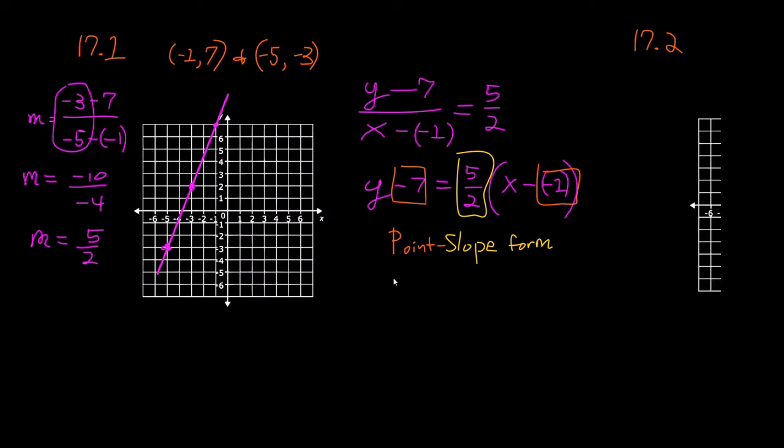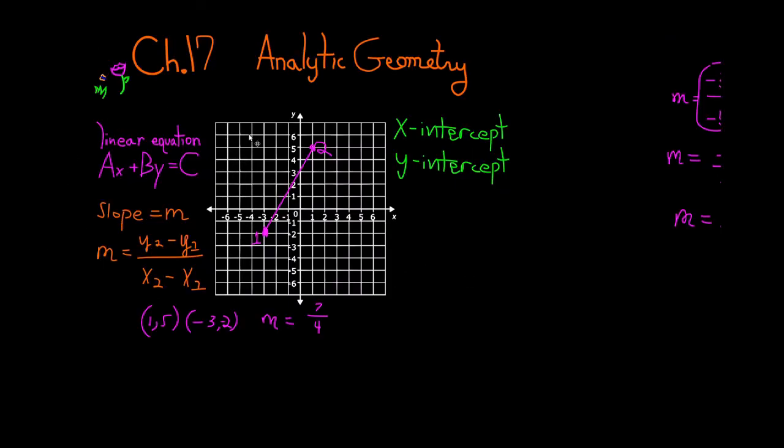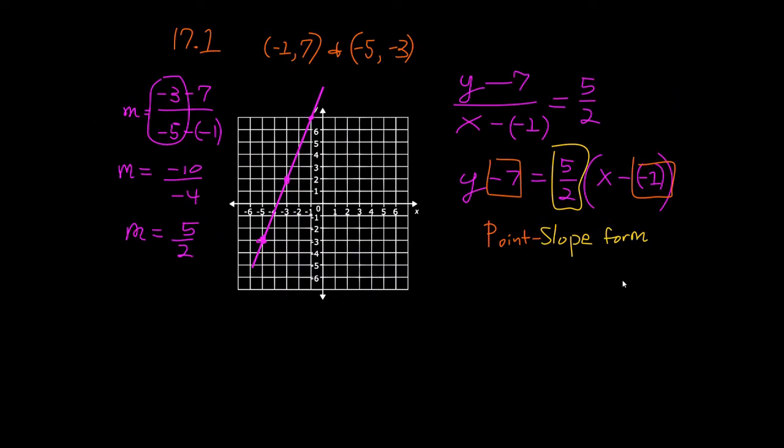We can convert point-slope form into standard form, which we saw right over here, without too much ado. And to do that, we're just going to try and get our x and our y on the same side. So let's distribute our 5/2 in.